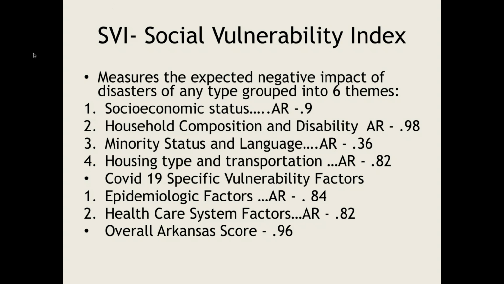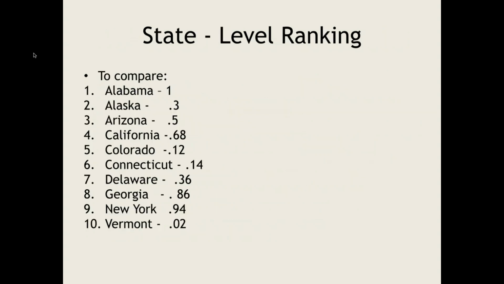Household composition and disability, minority status and language 0.36, housing type and transportation 0.8, epidemiological factors, Arkansas 0.84, healthcare system factors 0.82, overall Arkansas score 0.96. It's almost a 1. To compare, Alabama is at a 1, Alaska 0.3, Arizona 0.5, and New York 0.94. Arkansas is one of the worst for vulnerability for vulnerable communities.